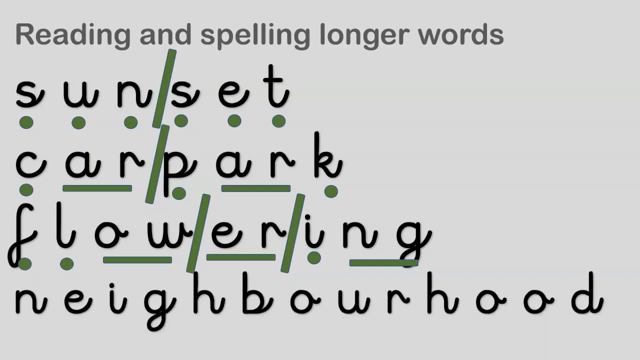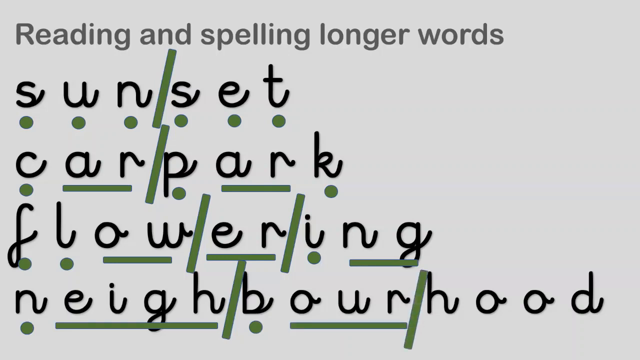Let's have a look at this word. Exactly the same process, even though the word is really long. A. There's my syllable break. Nay. B. Or. There's my syllable break. Neighbor. Hood. Neighborhood.